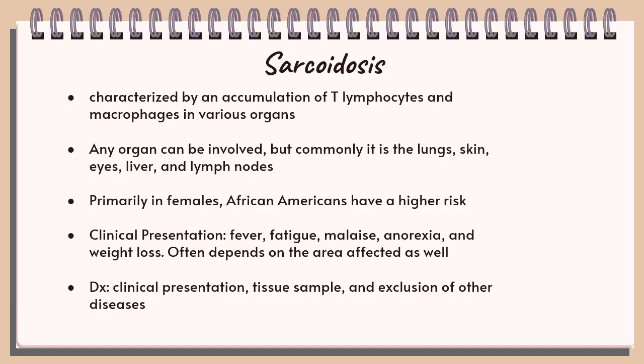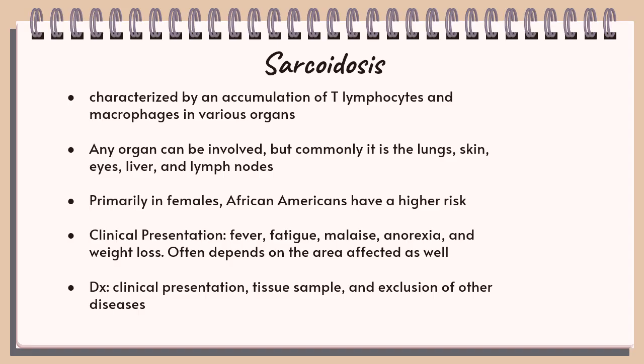All right, sarcoidosis. This is characterized by an accumulation of T lymphocytes and macrophages in various organs. This can be any organ involved, but it's commonly the lungs, skin, eyes, liver, and lymph nodes. Primarily in females, and African Americans have a higher risk. It presents with very general symptoms: fever, fatigue, malaise, anorexia, and weight loss. And it's going to depend on the organ that is being attacked.